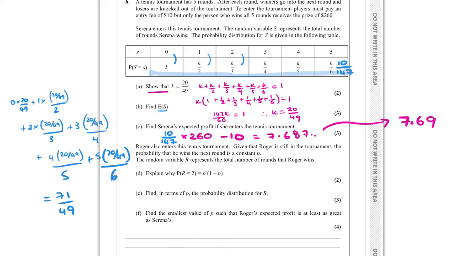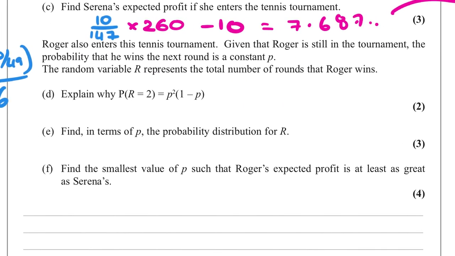Okay, next part. Roger also enters this tennis tournament. Given that Roger is still in the tournament, the probability that he wins the next round is a constant P. The random variable R represents the total number of rounds that Roger wins. Explain why the probability of R equal to 2 is P squared bracket 1 minus P. Anybody know? So why is the probability of R equaling 2 equal to P squared 1 minus P?